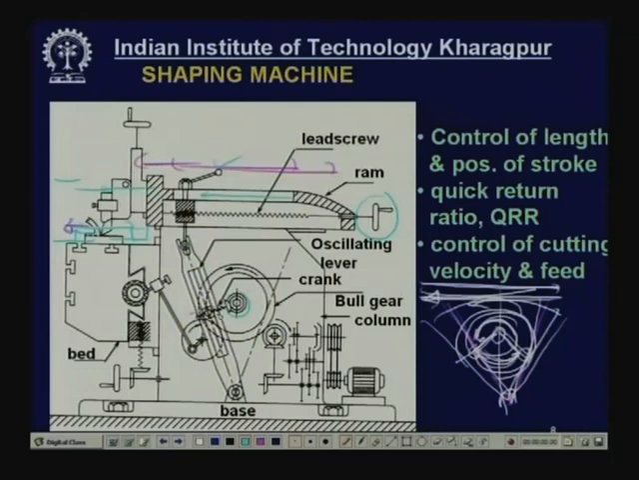So, these two things are very important: control of length of stroke and position of stroke. Then quick return ratio. What is quick return ratio?